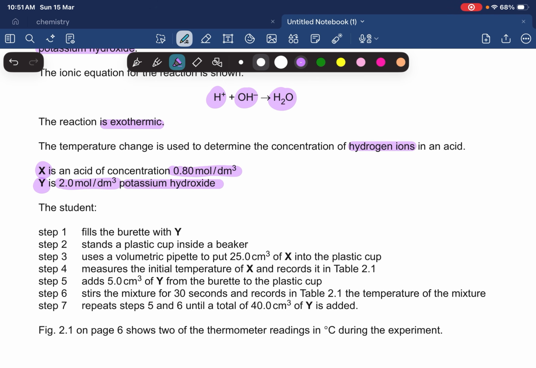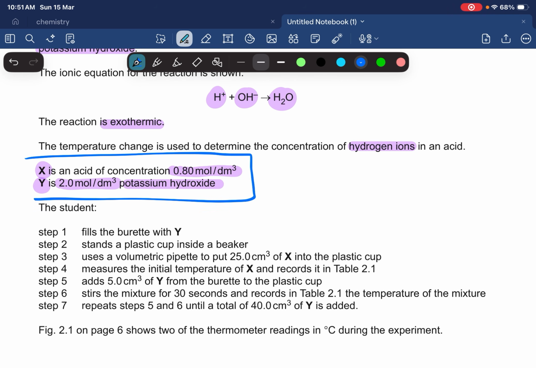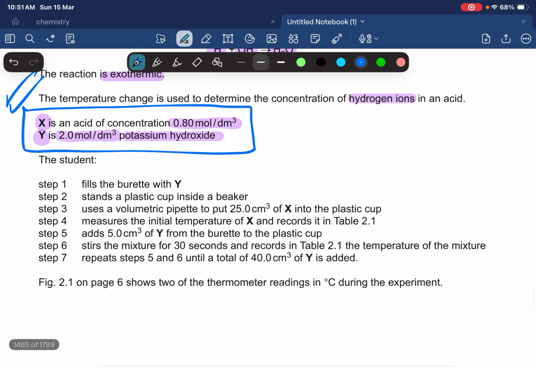Don't forget that this is the most important. I would personally say just make a box around it. This is the most important piece of information that we're going to use. You know why? Because it's going to help us calculate the moles. Step 1, fill the burette with Y. So we have this burette and we're going to fill it with Y. What is Y? Potassium hydroxide. I'm going to fill my burette with potassium hydroxide.